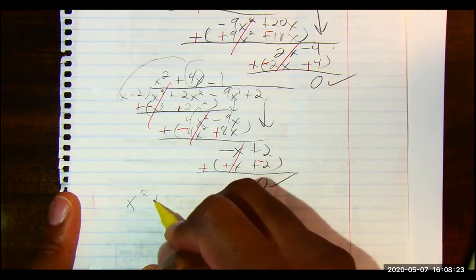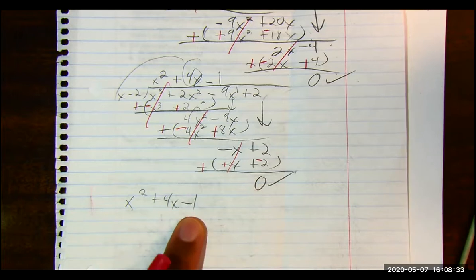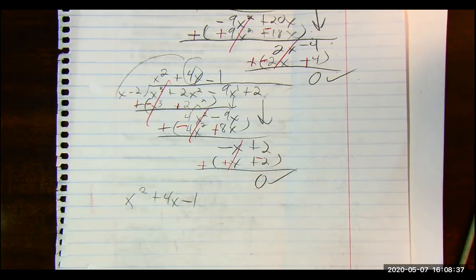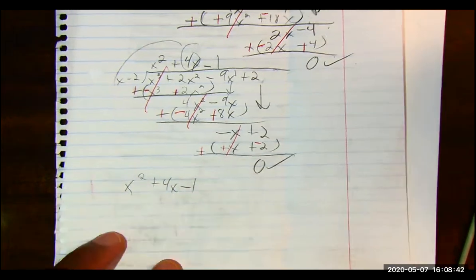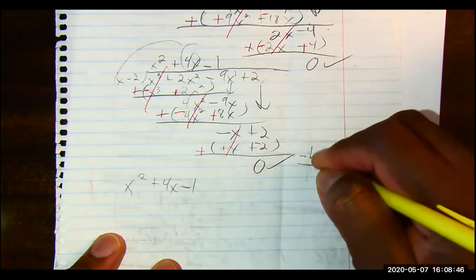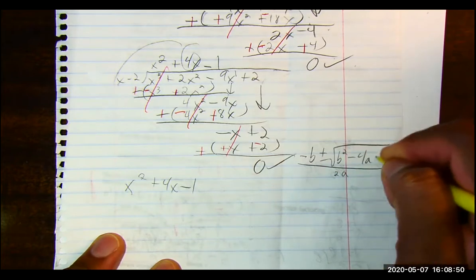X squared plus 4x minus 1. I should be able to factor this. So let's think about, no, I can't factor this. 1 times negative 1, I can't simply add that to get 4. It's going to be interesting. So I'm going to have to use the quadratic equation. 2a, negative b plus or minus square root b squared minus 4ac.